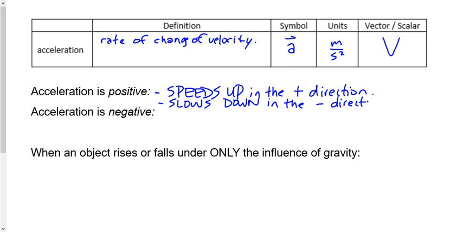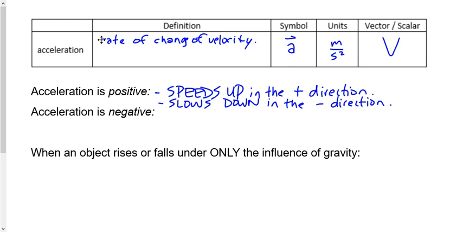So let me give you an example to describe both of these here. If I'm walking to the right, that is a positive direction. If I'm walking to the right and I'm speeding up to the right, then my acceleration is considered to be a positive value. But if I'm walking to the left, and the left is considered to be a negative direction, if I'm walking to the left and I'm slowing down, then that's also considered to be a positive acceleration.